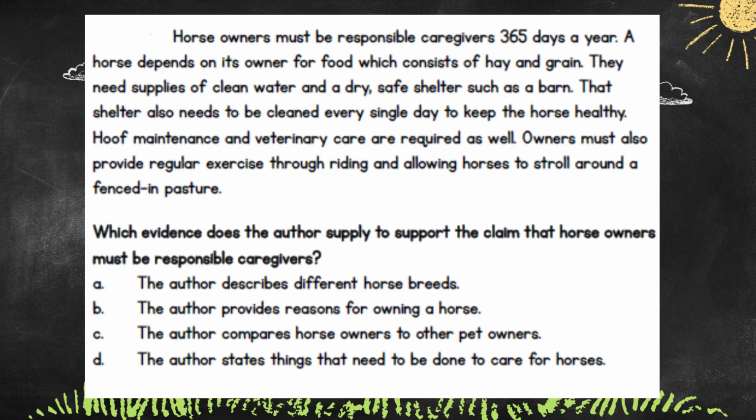C. The author compares horse owners to other pet owners. Are they comparing, talking about any other pets in this text? Well, no. So we know that that's not a claim that the author is making, and that wouldn't be the evidence that supports horse owners must be responsible caregivers. D, the author states things that need to be done to care for horses. Well, let's look at that carefully. Caregivers care. Yes, that would be the better choice. So if you pick D, you are correct.